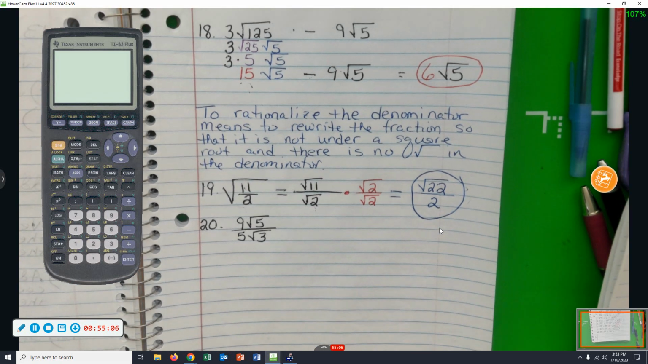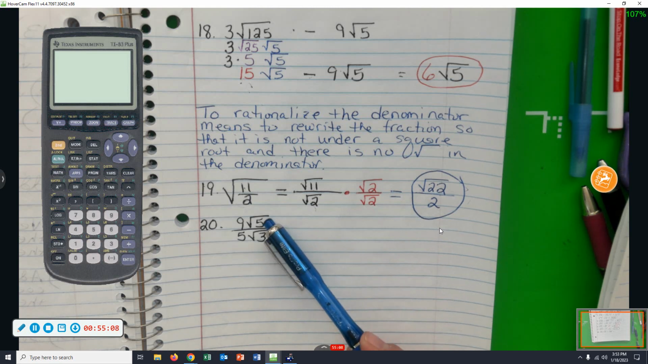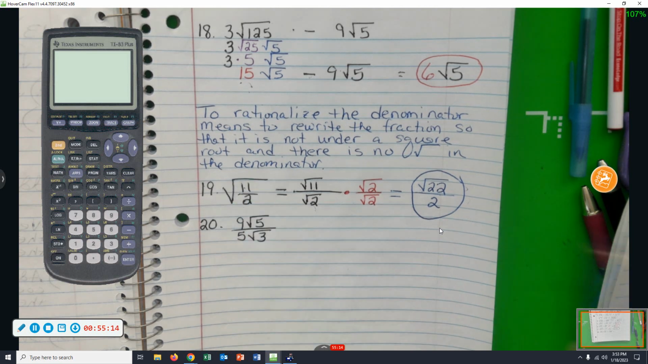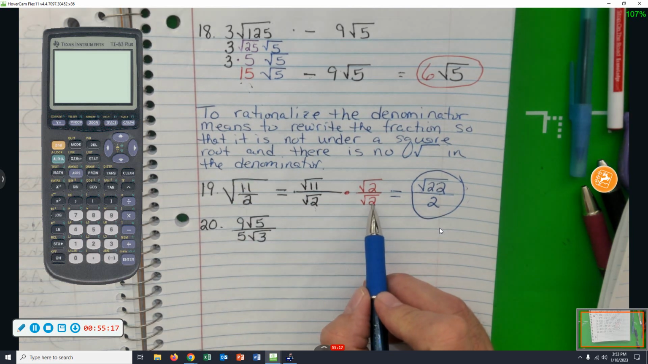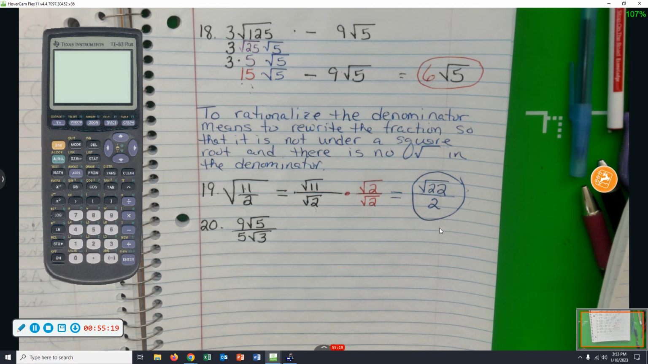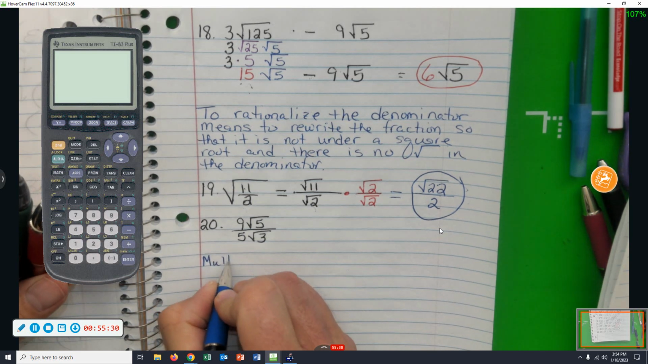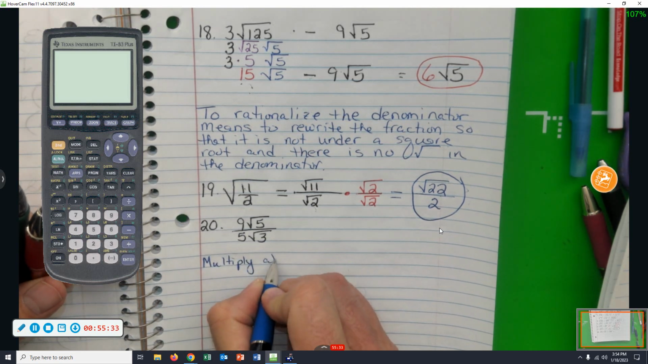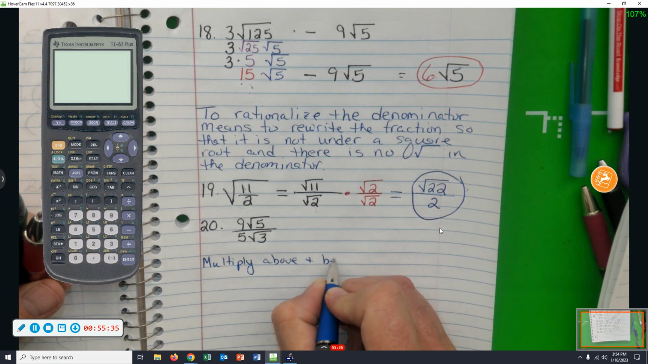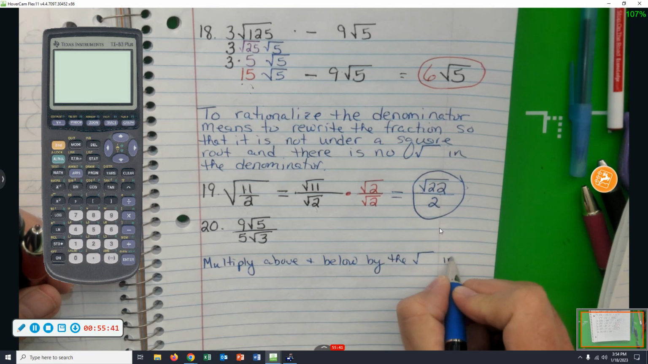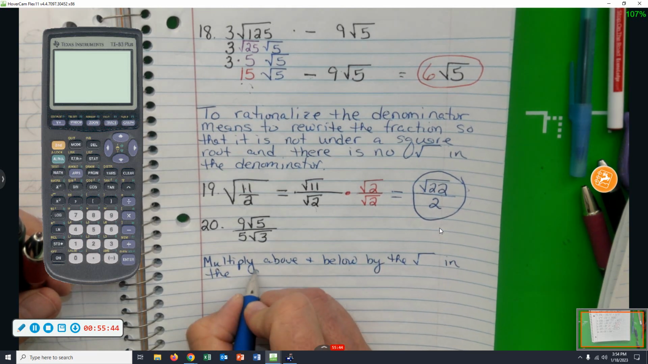Okay, well, here, it's already just written with a square root on the top and the bottom. So it wasn't like number 19 where there was a fraction under there. We go straight to this red step right here. Multiply above and below by the square root in the denominator. You know what? That's so important. I think I'm going to write that out. On number 20, multiply above and below by the square root in the bottom, or in the denominator. I'll say denominator.